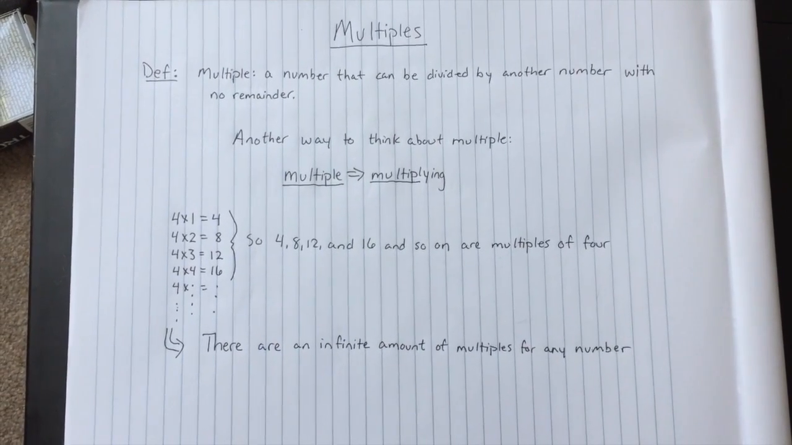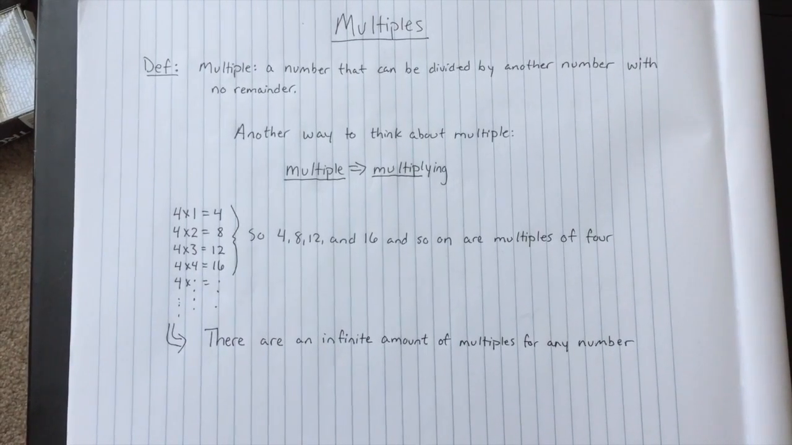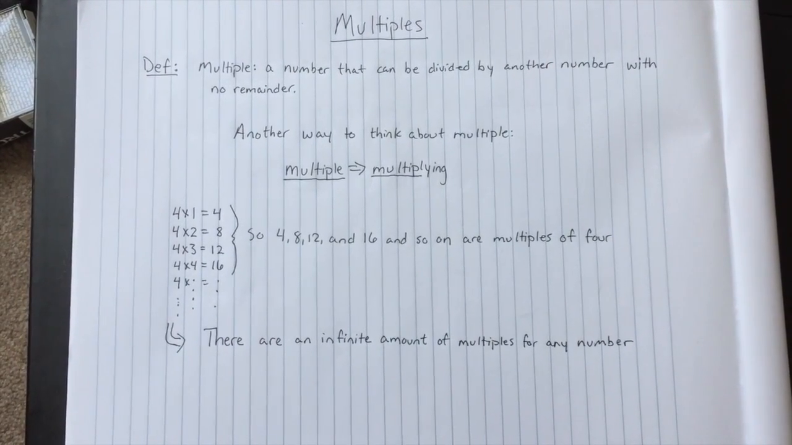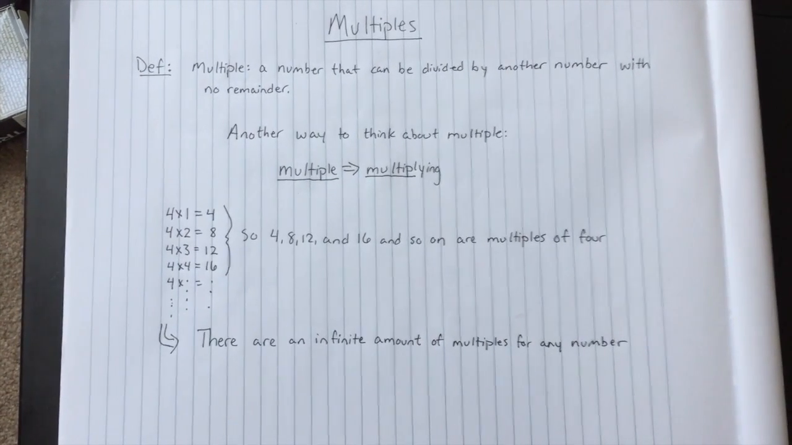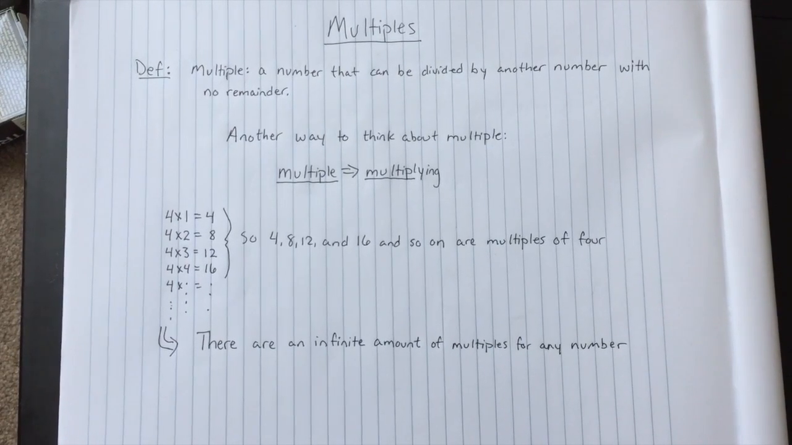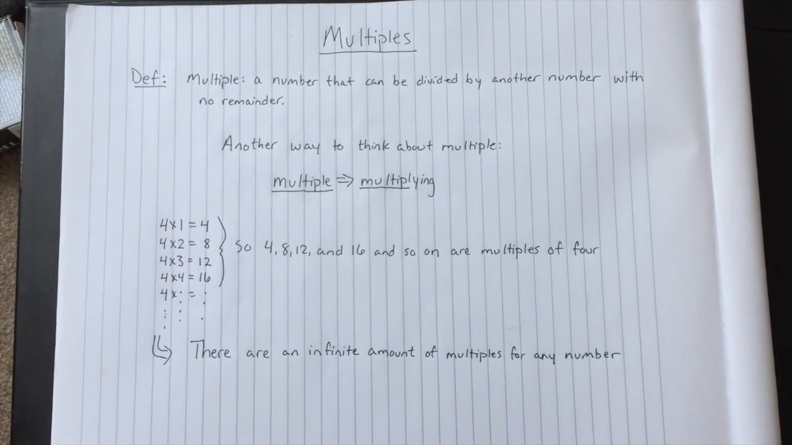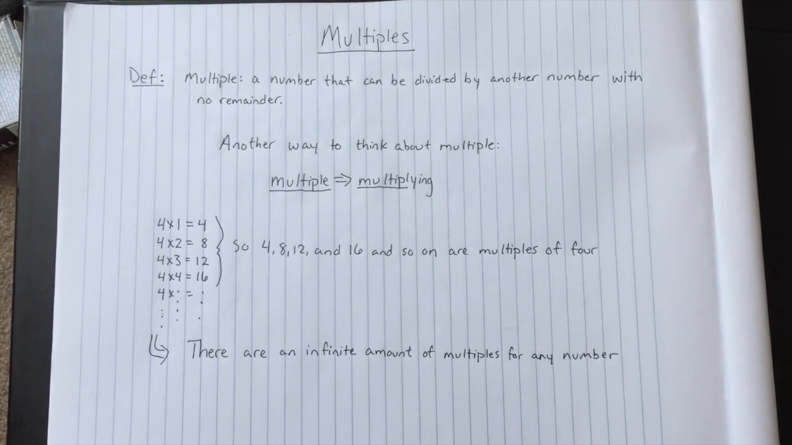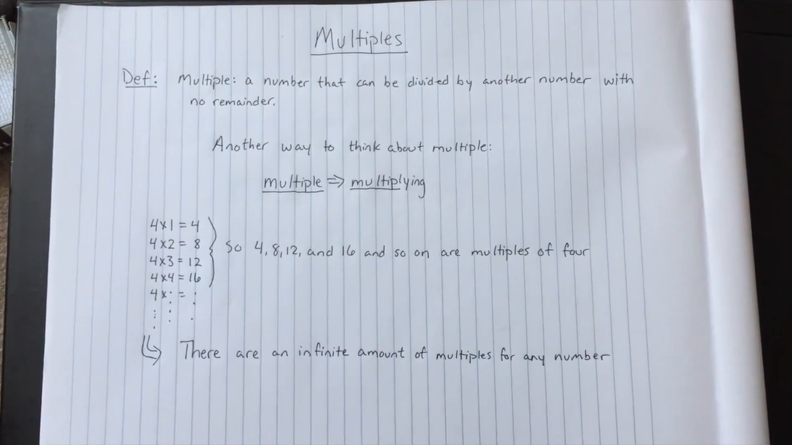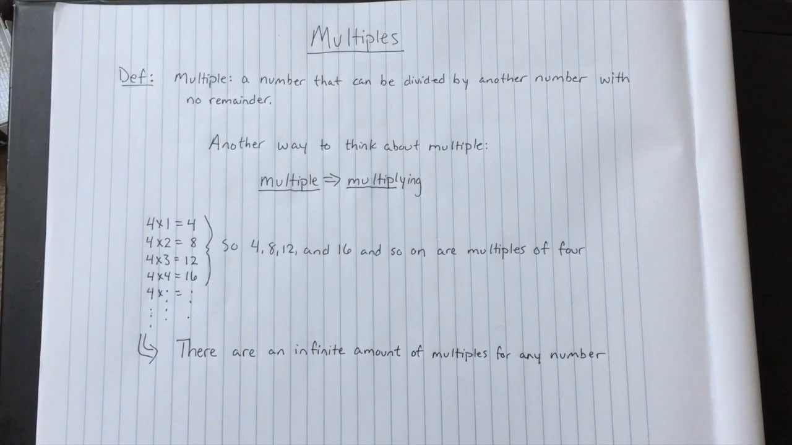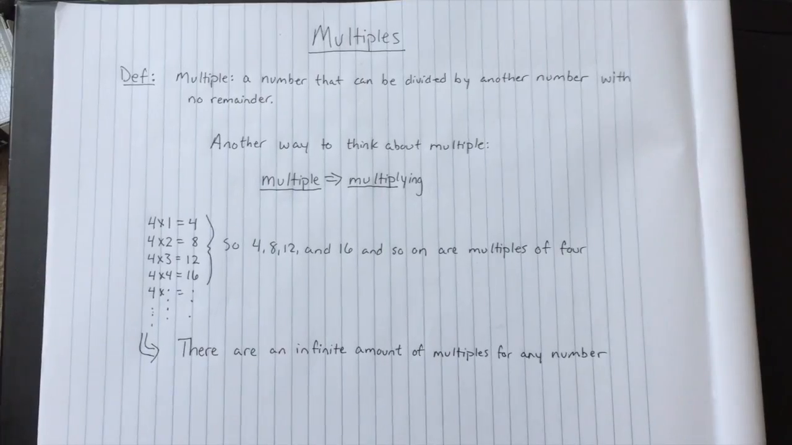So this list explains visually: we can see 4 times 1, 4 times 2, 4 times 3, and 4 times 4, and we see those products right there. So we have 4, 8, 12, and 16 as the products. As you keep going, multiplying by more integers, those are going to be the multiples of 4. So as we can see, there are going to be an infinite amount of multiples for any number because there are an infinite amount of integers.